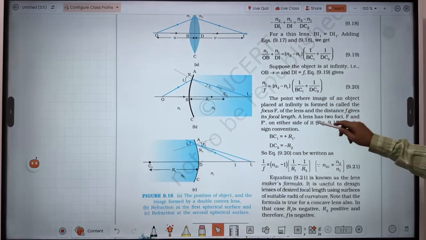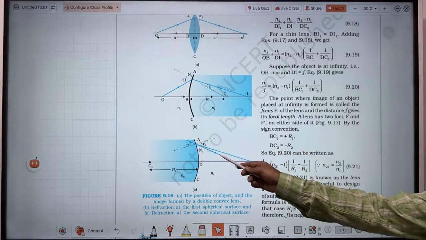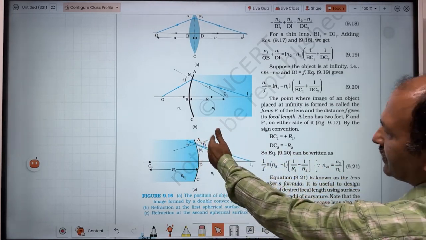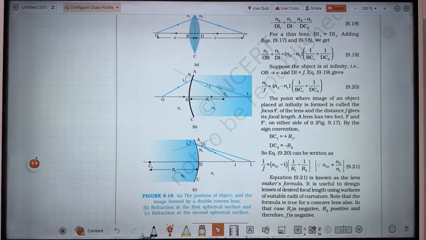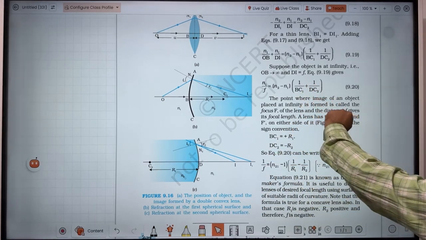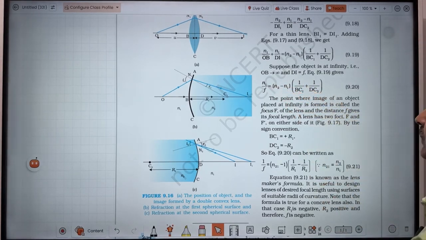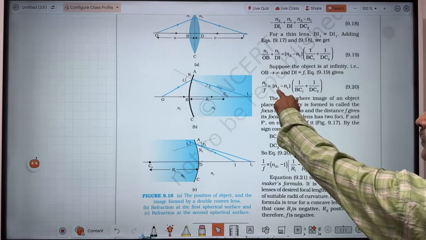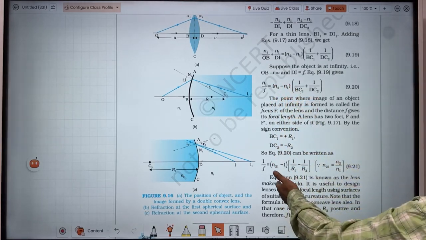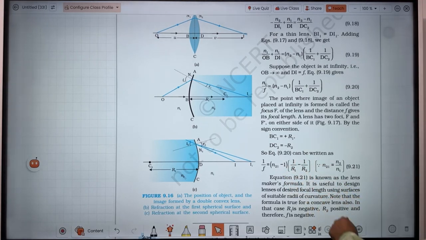And the basic definition of focal length is given here. That is simple. Here BC1 is a radius of curvature, which is positive, and DC2 will also be a radius of curvature of this surface, and that will be negative. So we can put those values here. So this will become 1 upon R1 minus 1 upon R2. And one more step we can take: we divide each term by N1. When we divide each term by N1, this will become N2 upon N1 minus 1. So we can write N2 upon N1 as N21, N21 minus 1 equal to 1 upon R1 minus 1 upon R2.